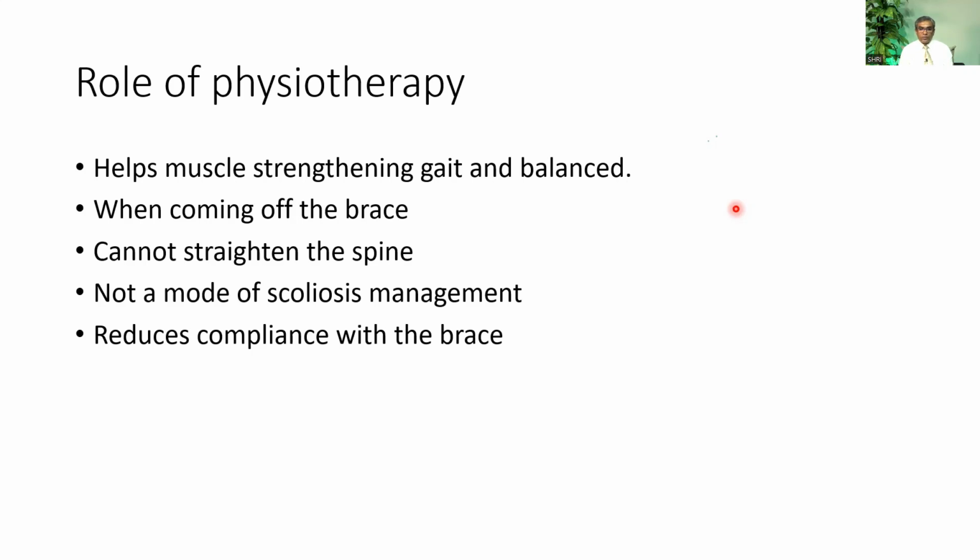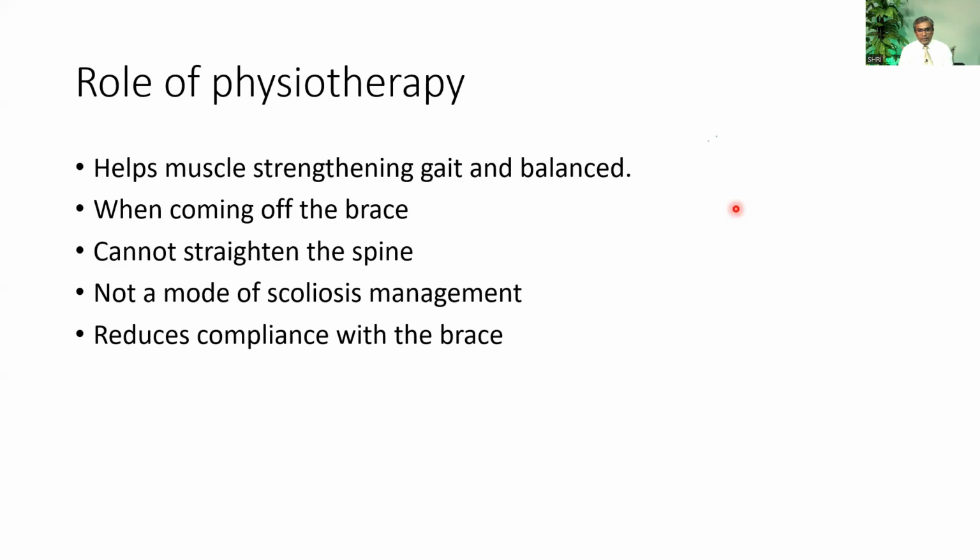Therefore, we have to wean them off the brace, and at the time of weaning off the brace, you need physiotherapy to strengthen the muscles. Otherwise, the curve will progress. But physiotherapy cannot straighten the spine.